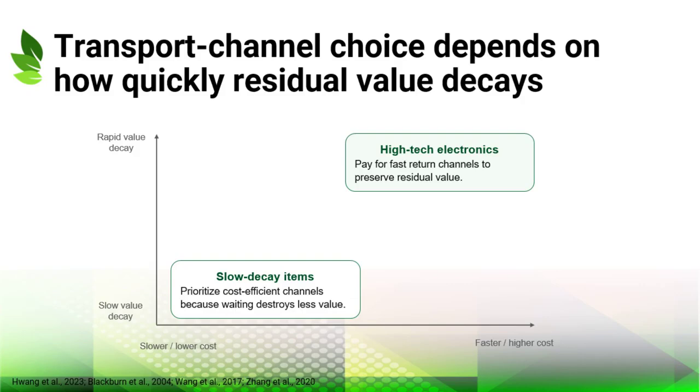Transport channel choice depends strongly on how quickly residual value decays. Some products, such as high-tech electronics, lose value rapidly because technology changes, customer demand shifts, or components become obsolete. For these products, paying for a faster and more expensive return channel can be justified because speed preserves residual value. Other products lose value more slowly, so firms can prioritize lower-cost transport even if returns take longer.